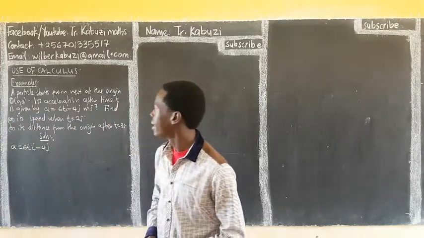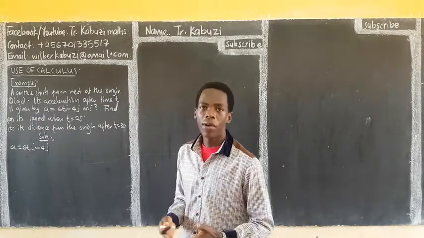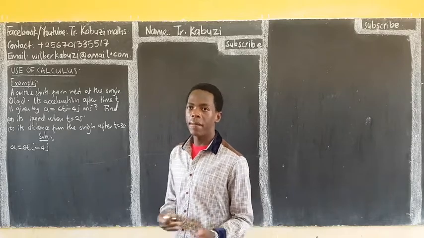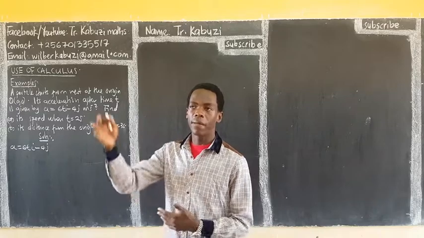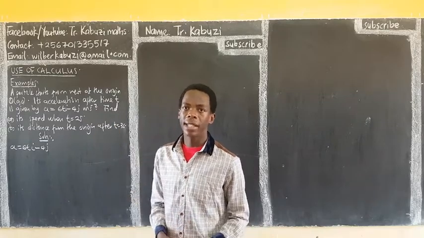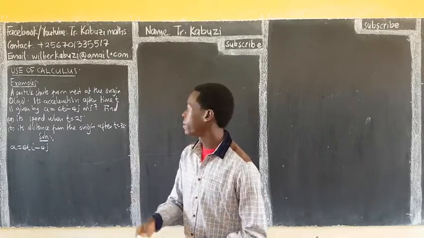Okay, let us see this example now. We have been seeing how to get acceleration and velocity when they give you displacement. Now, what if they give you acceleration? How do you get the velocity and then the displacement?